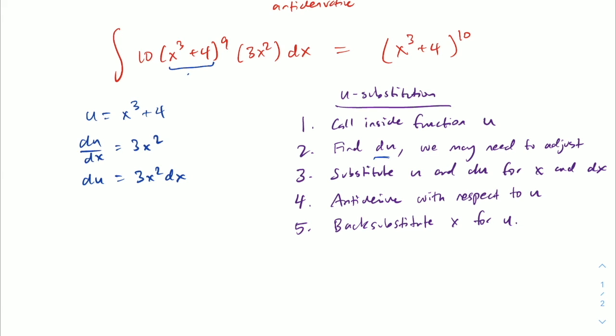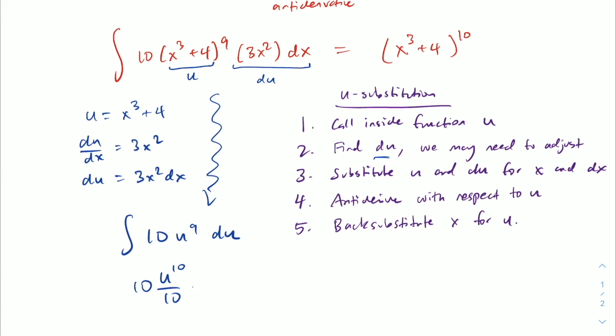Okay, so now I have u, and I have du. And du is, if you look at it carefully, the right side of this indefinite integral. It's the 3x squared times dx. And now I can substitute u and du for x and dx. I'll get 10 u to the 9th du. And this is an easy function to antiderive with respect to u. The antiderivative of u to the 9th is u to the 10th over 10. We include the coefficient 10 and we include the plus c. Those 10s cancel, we'll just be left with u to the 10th plus c.